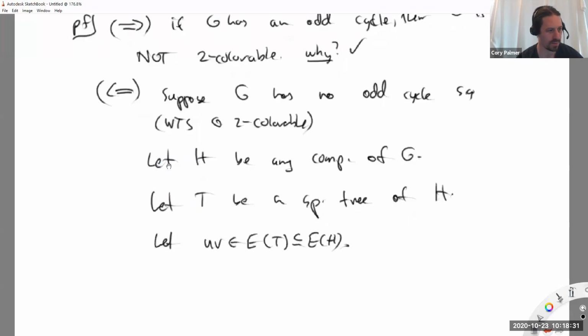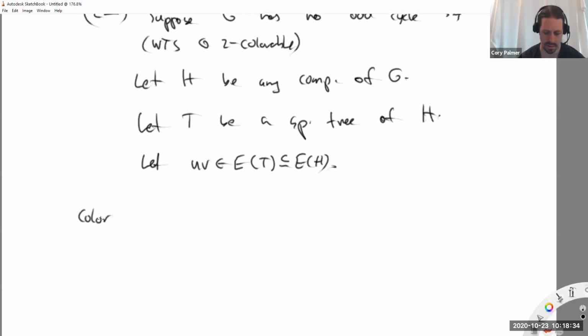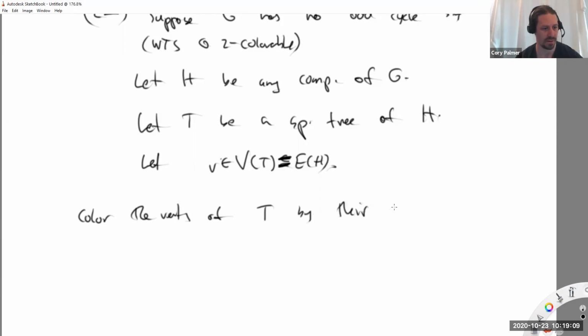Okay, so now what I'm gonna do is I'm gonna color, I wanna choose an arbitrary vertex, not edge, sorry. Arbitrary vertex. Let V be an arbitrary vertex of T. Okay. Now I'm gonna color the vertices of T, which are the same as the vertices of H, right? So this is actually equality here, right? The vertices of a spanning tree are all the vertices of H, okay? By their distance, I'll explain this, from V.